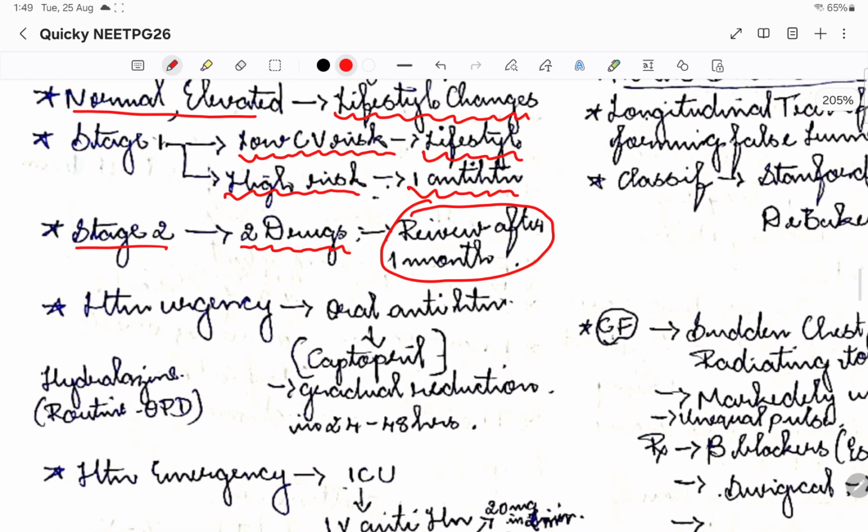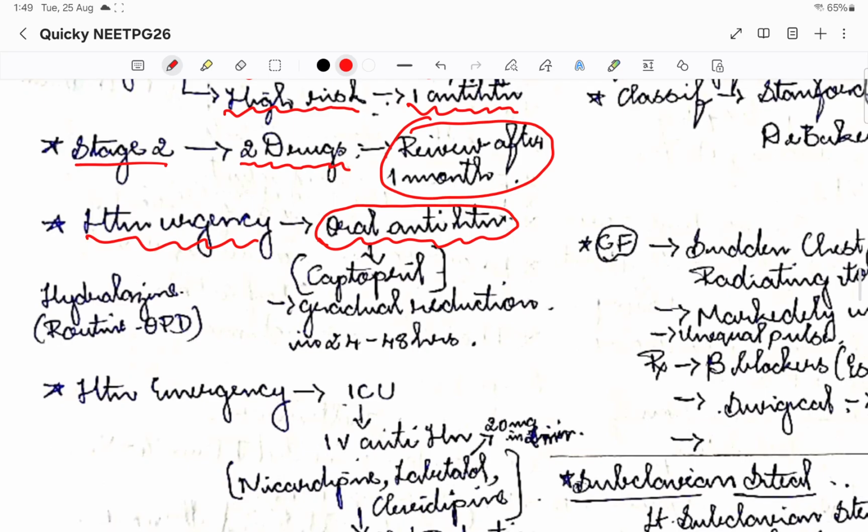Then coming to hypertensive urgency, we'll give oral antihypertensive. In urgency, I told you, there is no end organ damage, that is why we'll go for oral antihypertensive. Most probably it will be captopril, an ACE inhibitor. The blood pressure should be reduced gradually over 24 to 48 hours. Sudden reduction of the BP should not be done. It might lead to some damage, it might lead to a crisis also.